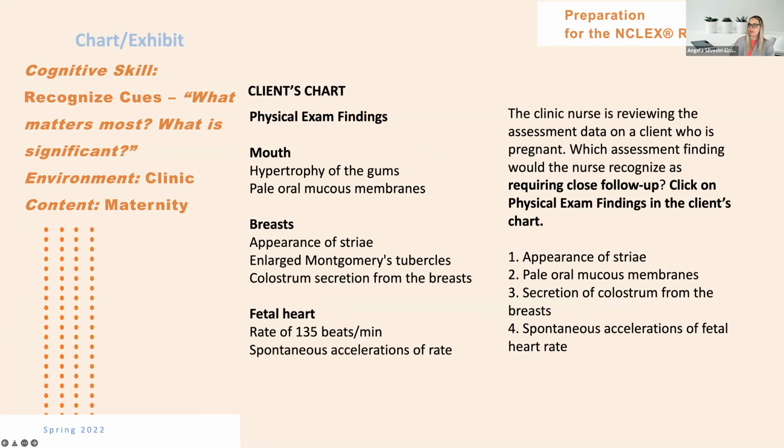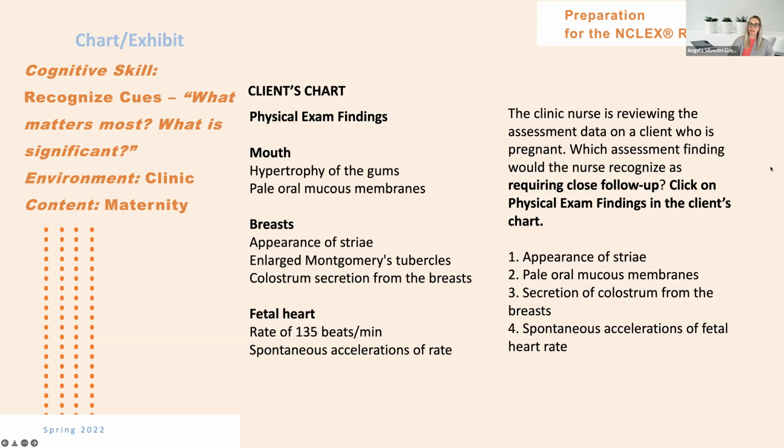All right, so we do have another question here where we have some chart information. If you look at the physical exam findings, we have findings of the mouth: hypertrophy of the gums, pale oral mucous membranes. We have findings of the breasts: appearance of striae, enlarged Montgomery's tubercles, and colostrum secretion. And then we have some fetal heart rate findings, a rate of 135 beats per minute with spontaneous accelerations of the rate.